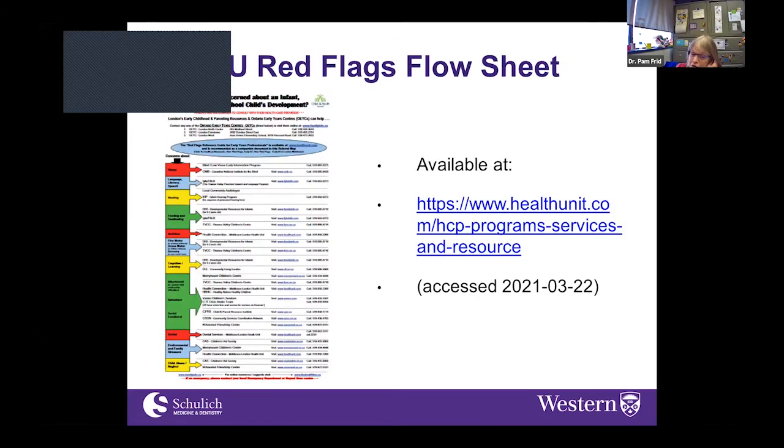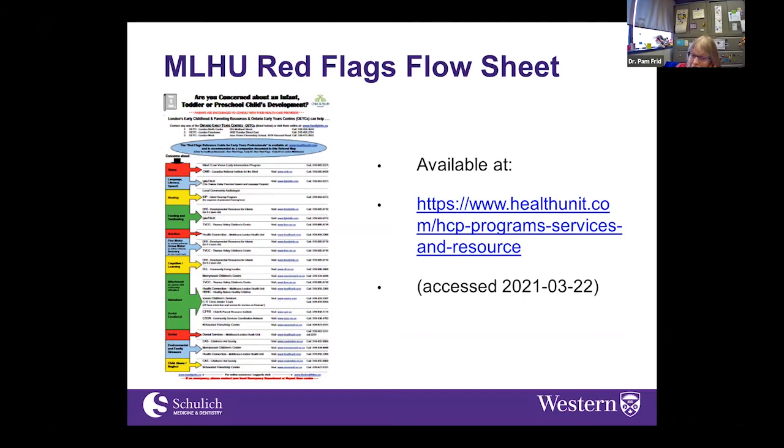Now, again, where can you find tools to help you know what all those red flags are? This is downloaded from the Middlesex London Health Unit, and it's part of an initiative between the health unit and many organizations in the community. And it's a red flag flow sheet. So if you don't have a copy of this, you can find it on the website, or the health unit also has it available through their resource kit for primary care providers. And it simply is really nice because for each developmental red flag that you might see, it tells you where to get service.